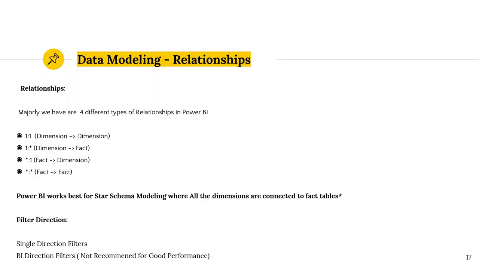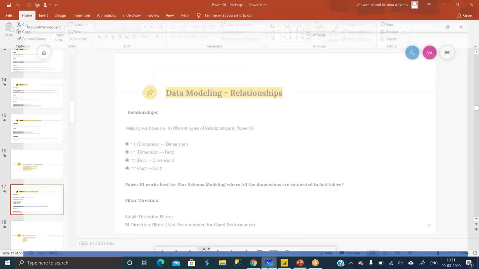There is also something called single-directional filters and bidirectional filters in Power BI data modeling. We will also see those in action. But before going into that, let me show you the different ways we can do reporting with the help of data. As we already know, we can take data from multiple sources.